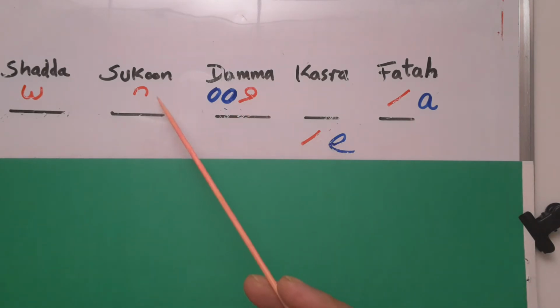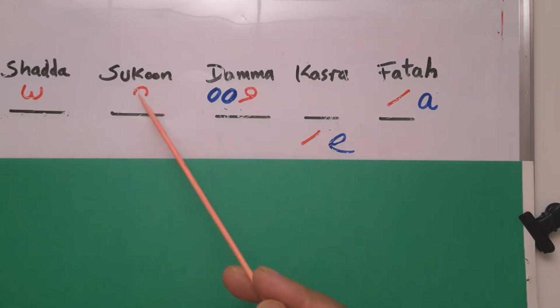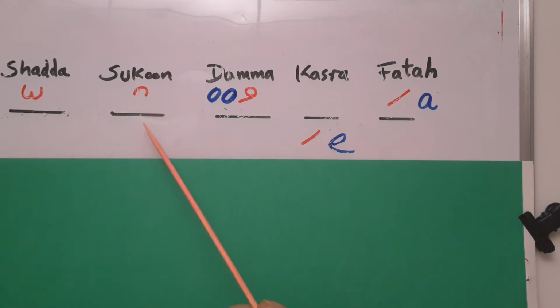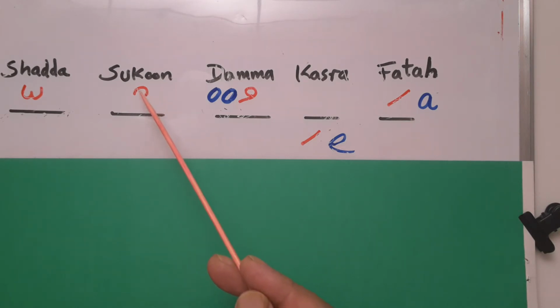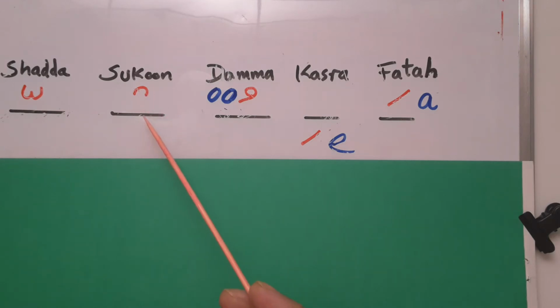And the symbol here is called sukoon. If you have a letter, for example, if you have alif, then this sukoon is on top of the alif. We will say alif is sakin. Okay.